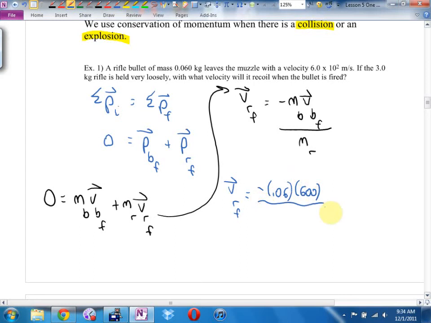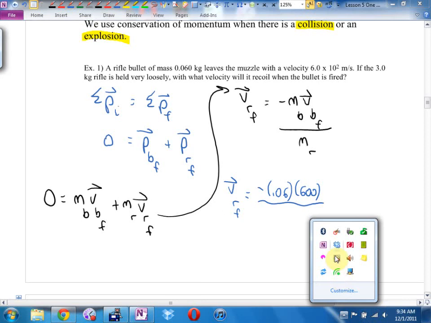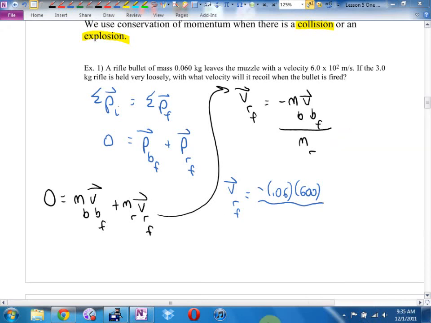Let me hit a little pause here. So let's keep going. Velocity was 600. And mass of the rifle was what? 3. So with what velocity will this rifle recoil?